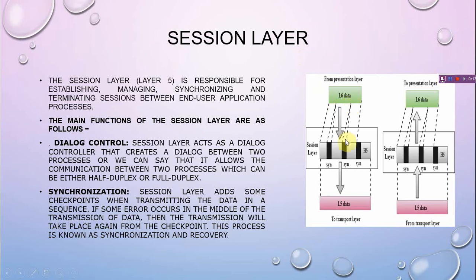Means data from the presentation layer comes to the session layer. Here it adds some checkpoints. Like here the data has 3 checkpoints, and the error occurs at this point. Means the first checkpoint is over and the second checkpoint is over, then the retransmission will take place after the second checkpoint. So the retransmission will take place again from the checkpoint. This process is known as synchronization. This is the main function of the session layer.